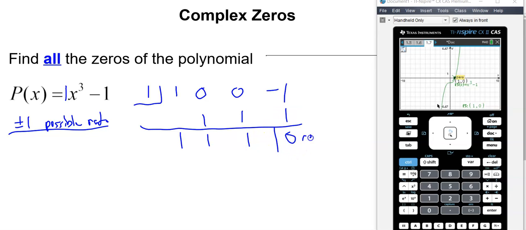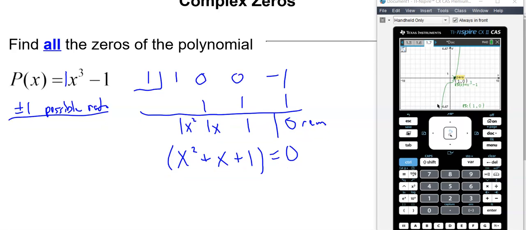Remainder is 0. This is your constant. This is your x term. This is your x squared term. So we now have the quadratic x squared plus x plus 1. You set that equal to 0 and solve it.